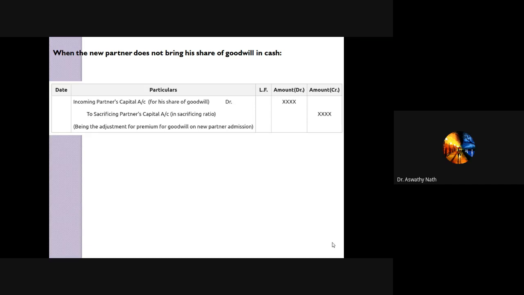When the new partner, the incoming partner, is sometimes not willing or not able to bring the share of goodwill in cash, we have to debit the new partner's capital account, that's the incoming partner's capital account, and credit the sacrificing partners' capital accounts in their sacrificing ratio.